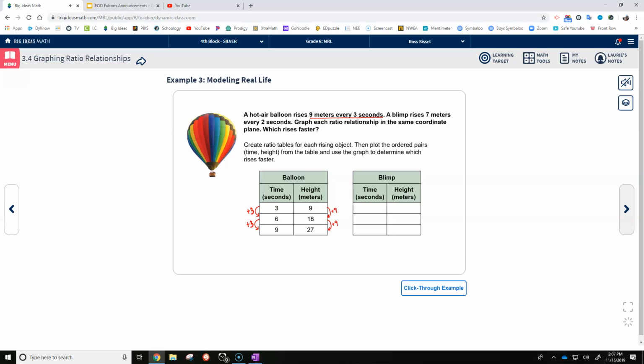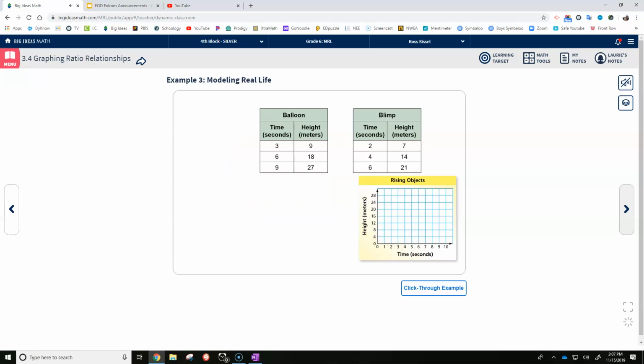Now create the ratio table for the blimp. The blimp rises 7 meters every 2 seconds, so the ratio of time to height is 2 to 7. Add the quantities from this ratio to obtain an equivalent ratio of 4 to 14. Do this again to obtain an equivalent ratio of 6 to 21.